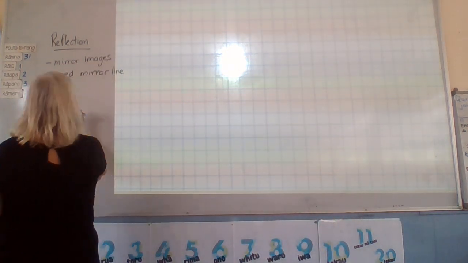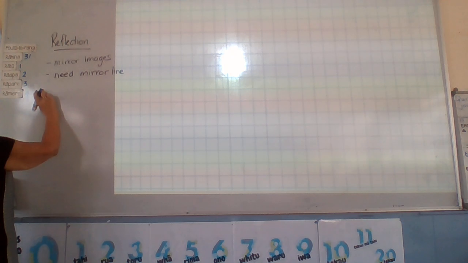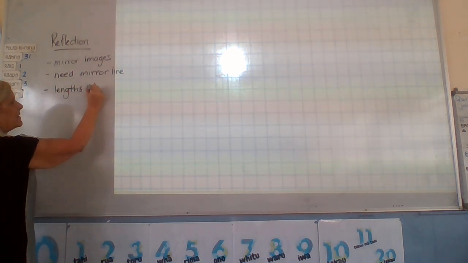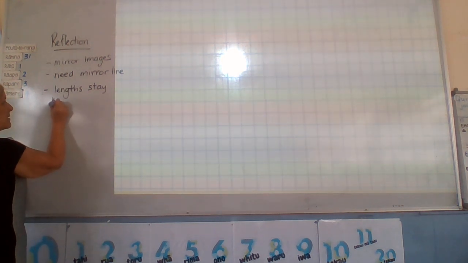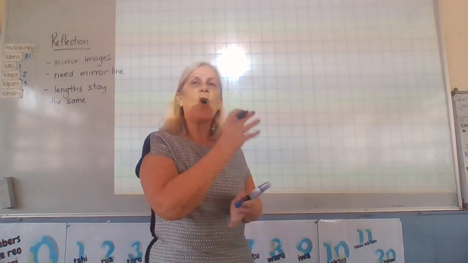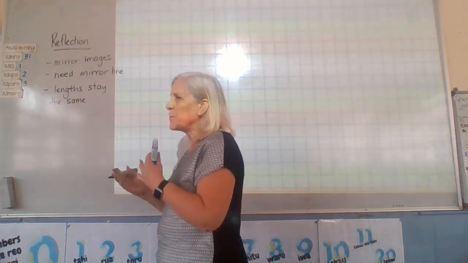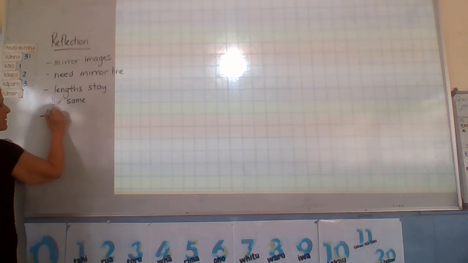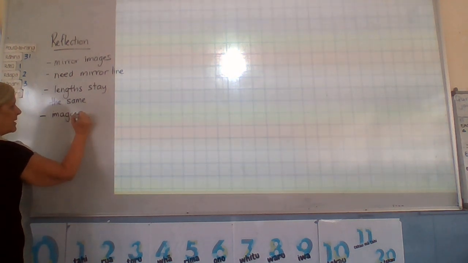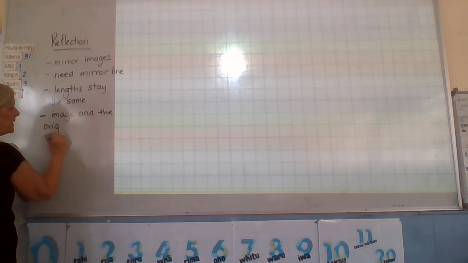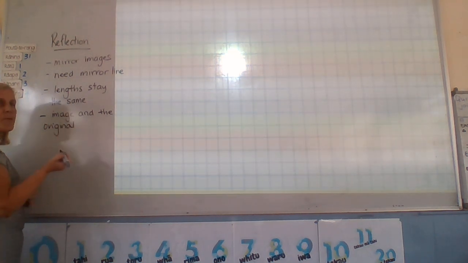There are a few things that we need to know. We need to know that the lengths always stay the same. So it doesn't affect the size, but it does affect its orientation. It does affect how it is put on the page. The image and the original should always be the same length away from the mirror line.